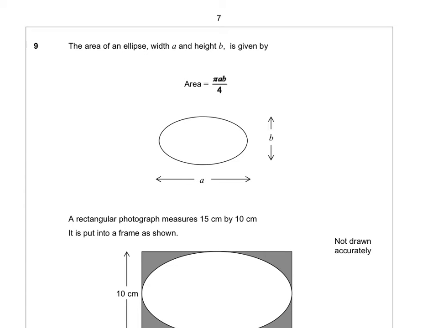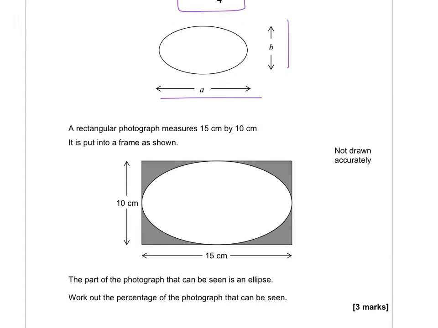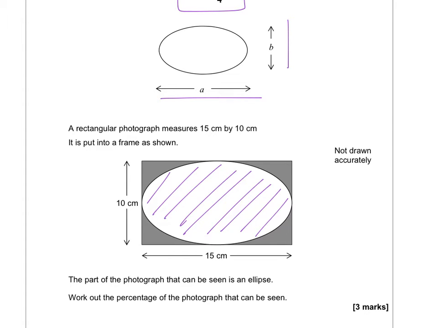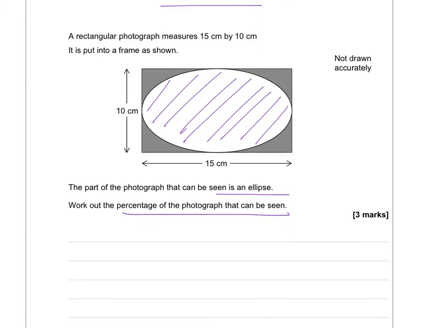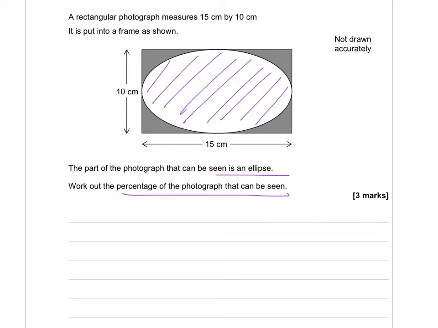Question 9. The area of an ellipse, width A and height B, is given by this formula here. A rectangular photograph measures 15 centimetres by 10 centimetres. It is put into a frame as shown. The part of the photograph that can be seen is this ellipse here. Work out the percentage of the photograph that can be seen. So we're working out the percentage of the rectangle that is covered by the ellipse.